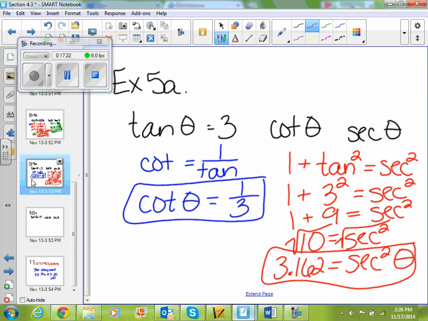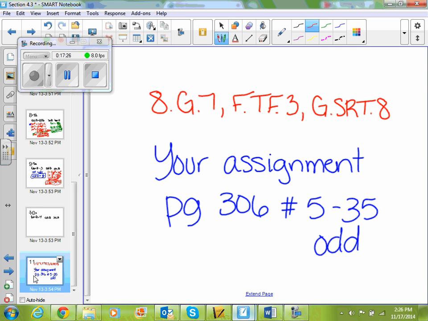Guys feeling good? You want to do one more? Good? Okay. So you guys are going to work on those trig identities and those trig functions. 306, 5 through 35, only do the odds.